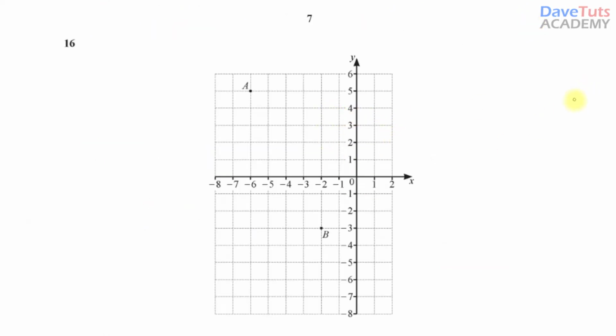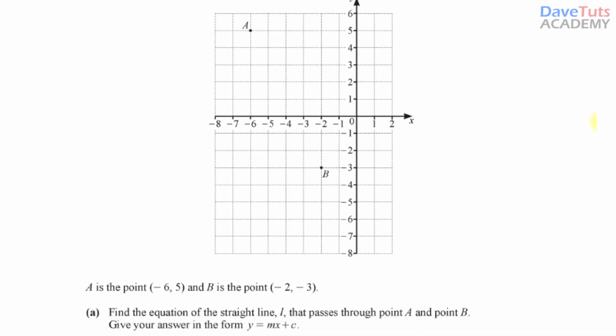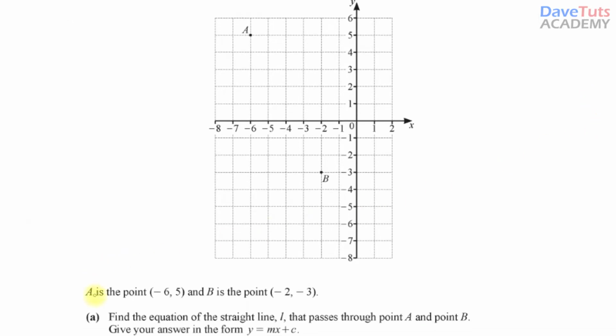For this question, we have this graph that is just given to us plain like this, and we are told that in the first case, A is a point, so A is minus 6, 5, and B is a point minus 2, 3, so B is minus 2, minus 3. We have to find the equation of a straight line L that passes through point A and point B. We have to give our answer in the form y is equal to mx plus c.